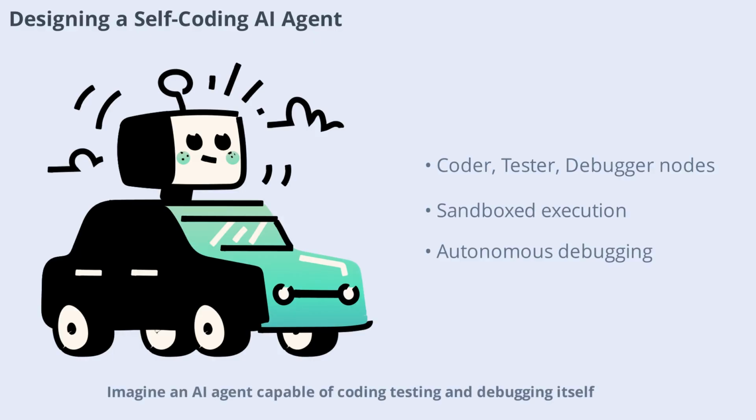Imagine an AI agent capable of coding, testing, and debugging itself. This system is designed as a three-node cyclic graph. The coder node writes code based on instructions and commits it to a sandboxed environment. The tester node executes the code in a secure Docker container, capturing outputs and errors. If errors occur, the debugger node analyzes logs, reasons through fixes, updates the code, and routes execution back to the coder node. This cycle continues until the code runs successfully, enabling autonomous development.